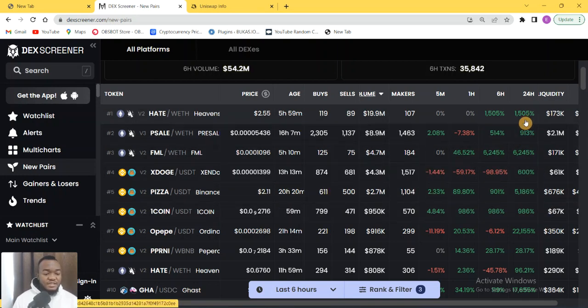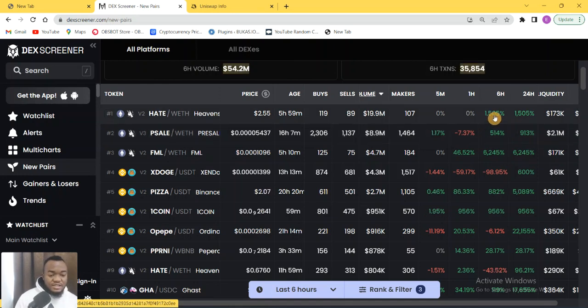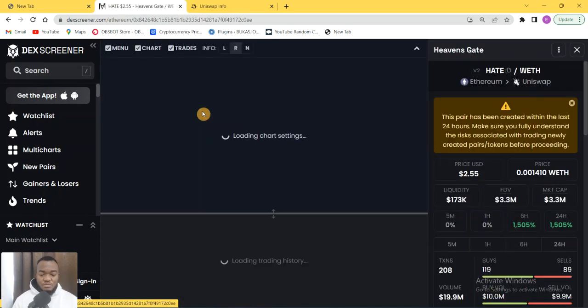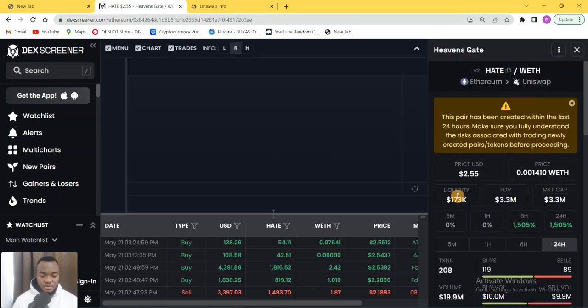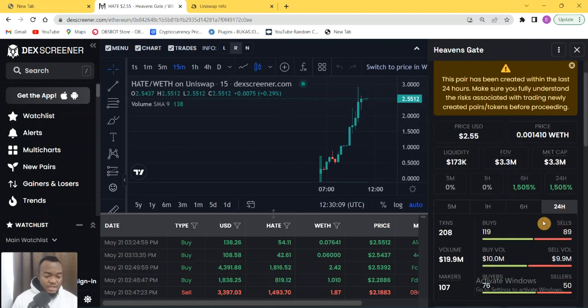Since its launch, in the last 6 hours, the coin has done 1505%. That is, the coin has already done 15x since its creation. If you want to know more about it, you click on the token. Once you click on it, you can see that this token has been pumping. Now you can see the market cap. The current market cap of this token is 3.3 million. The liquidity is this, and the FDV is almost the same.